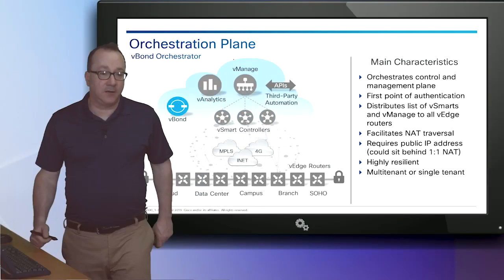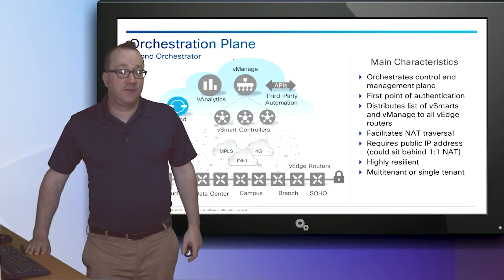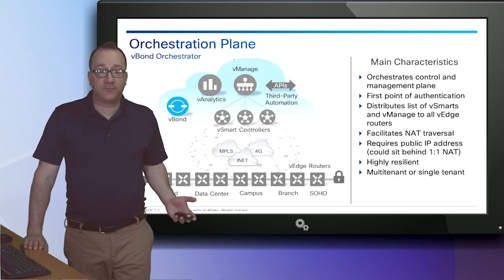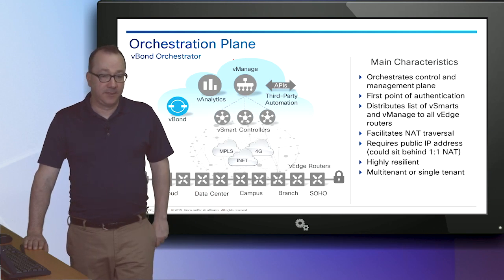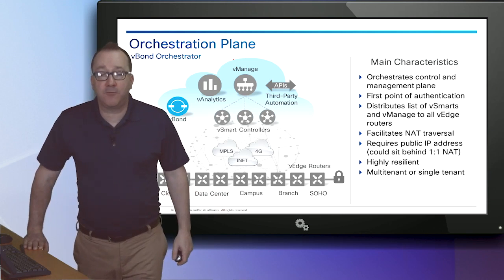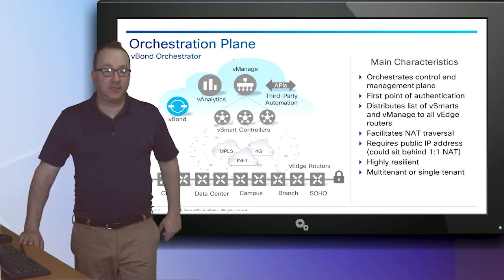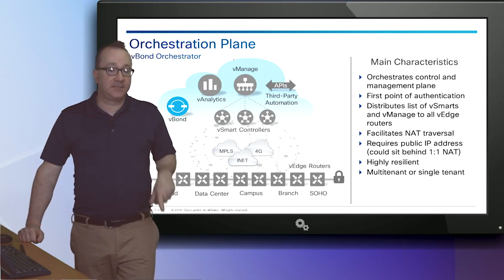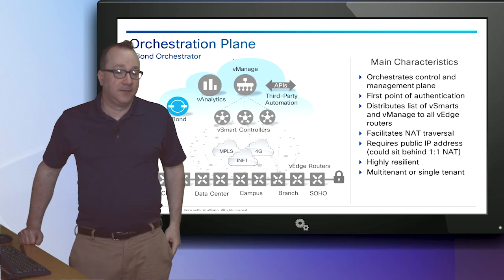The vBond orchestrator facilitates the initial bring up by performing authentication and authorization of all elements in the network. Cisco vBond orchestrator also provides the information on how each of the components connects to all the other components. vBond orchestrator plays an important role in facilitating Cisco SD-WAN devices that sit behind network address translation to communicate with the network. If you sit behind that, vBond is the device that makes it possible to communicate with the network and the overlay.